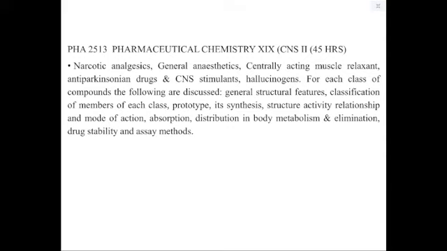So this is the unit. It is PHA 2513, Pharmaceutical Chemistry, I think the 19 CNS 2. You can see we are looking at the narcotic analgesics. There are general anesthetics, because they're also for pain. I bet that's why they put them together. Then centrally acting muscle relaxants, which relax muscles, and of course they must have an element of pain. Now these ones have no connection: anti-Parkinsonism or anti-Parkinsonian drugs. And then we are also supposed to look at CNS stimulants and the hallucinogens. Fortunately, these are not bigger topics. The biggest one actually is the narcotic analgesics.